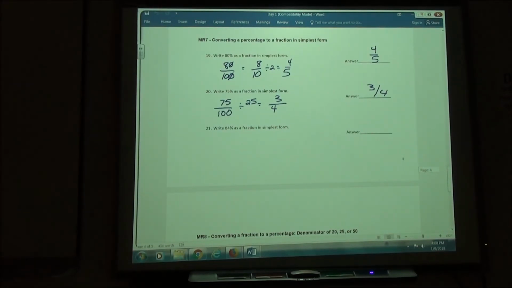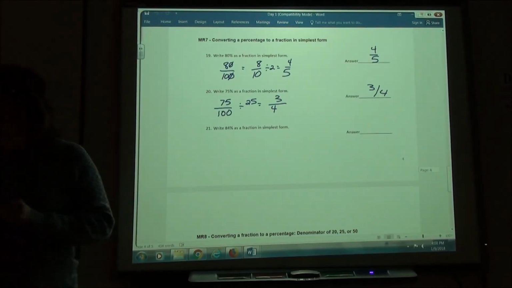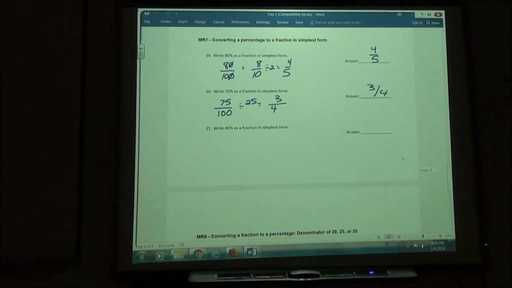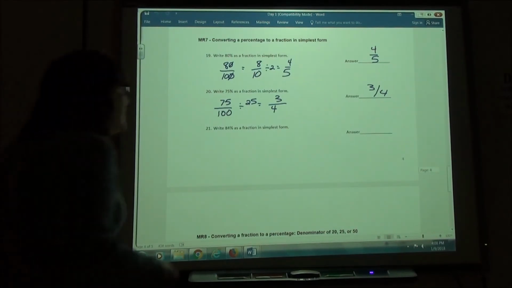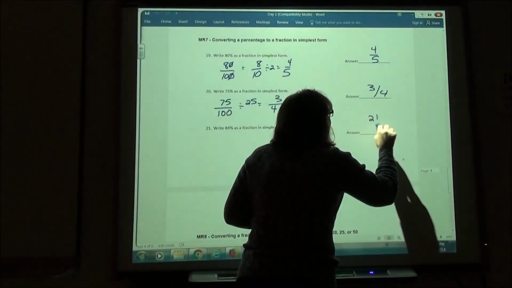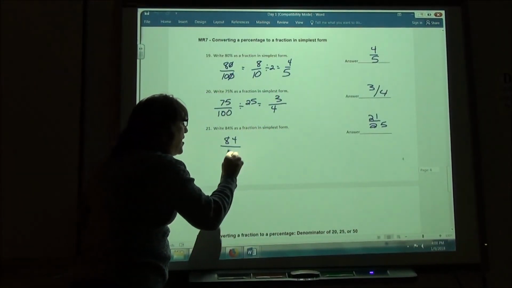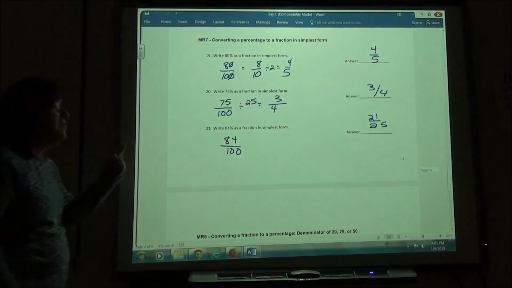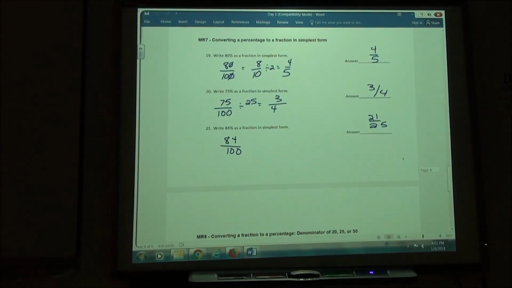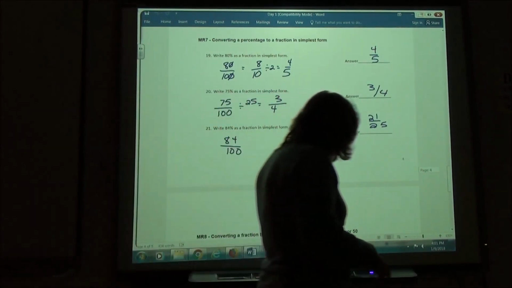So 84% as a fraction in simplest form, what did we end up with? 21/25. That's what I got. We would have started with 84 over 100, and I divided by 2 and divided by 2 again. Could have started with 4, but I didn't think of that.